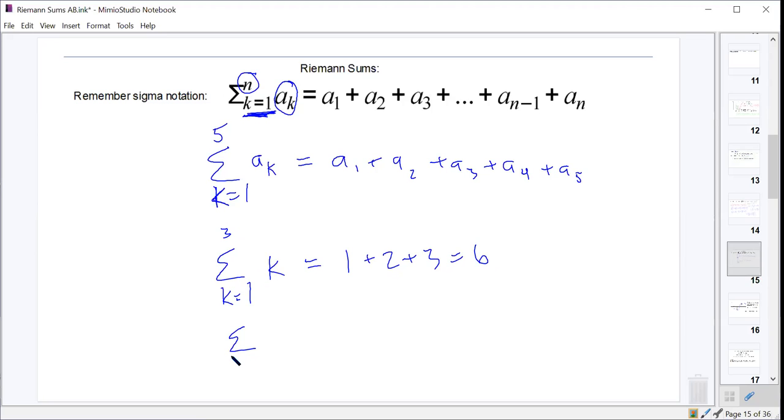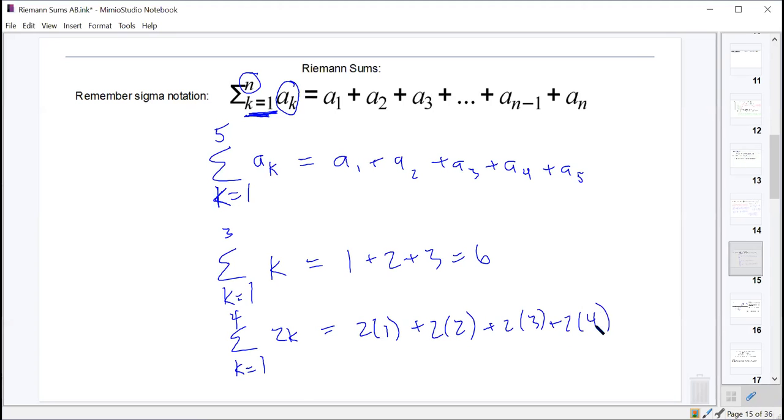What if I said the sum from k equals 1 to 4 of 2k? What would that be? The sum of 2 times each of those values. Right. 2 times 1 plus 2 times 2 plus 2 times 3 plus 2 times 4. Easy enough? Right, which we could sum together and figure out what that is. It doesn't really matter what it is. It's 20, right? Exciting.